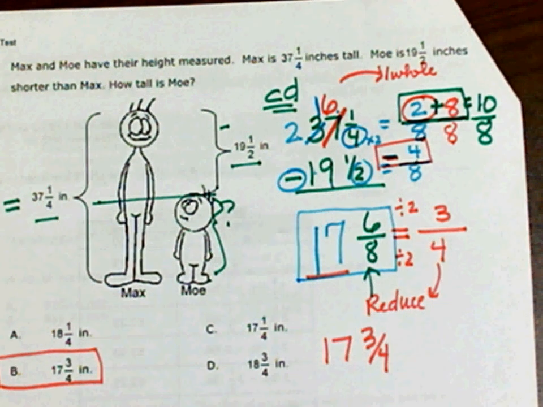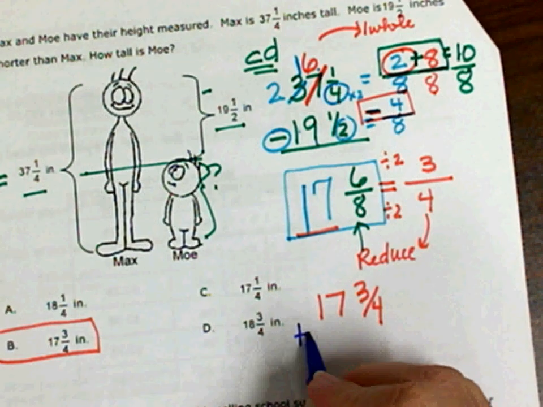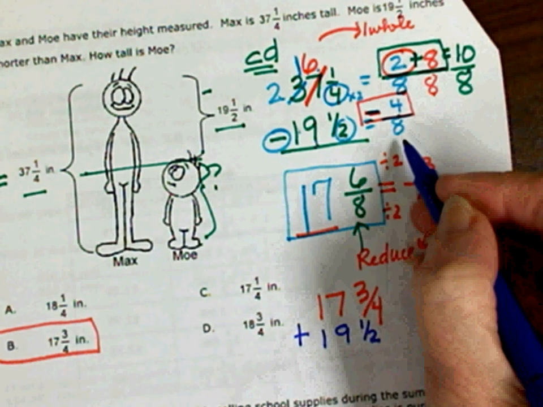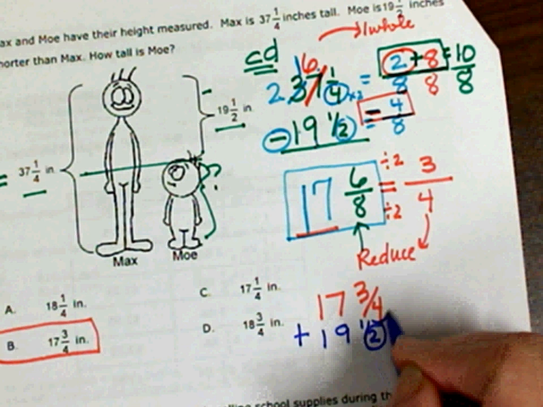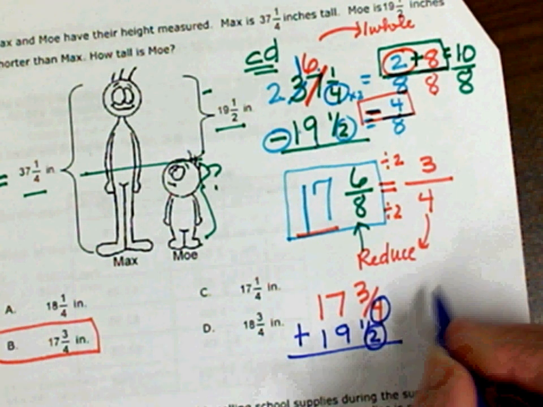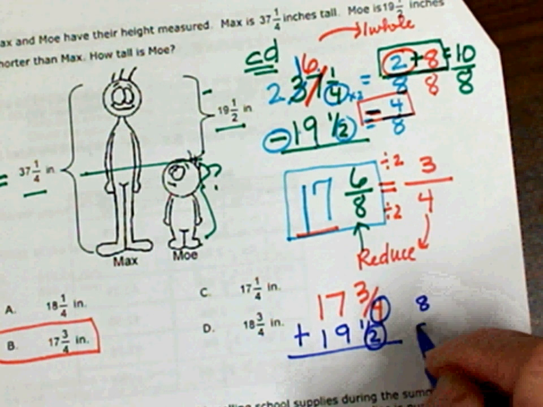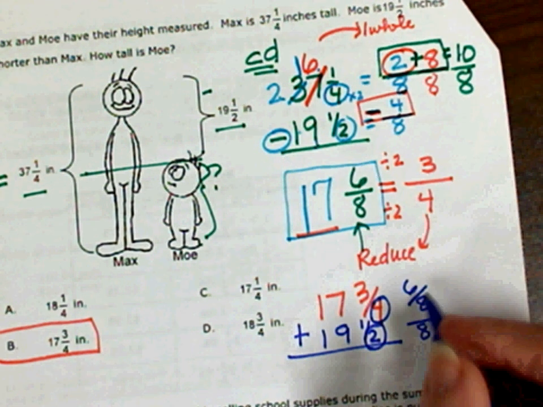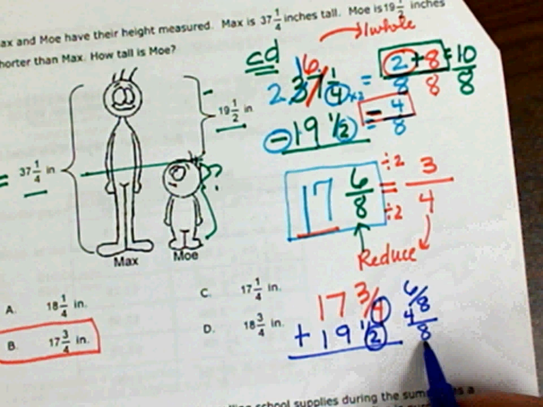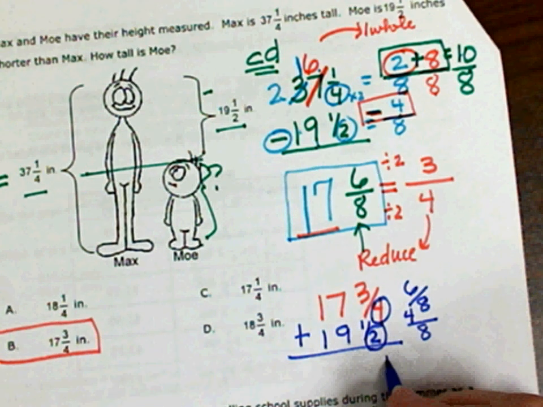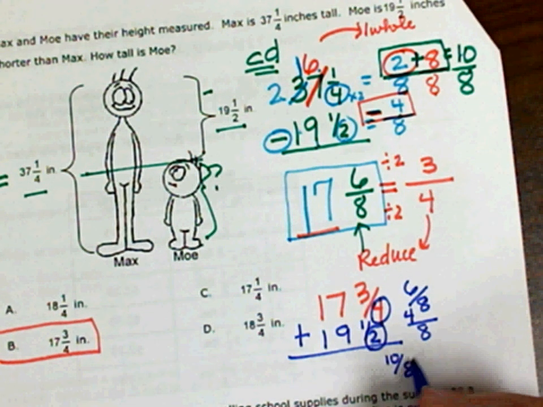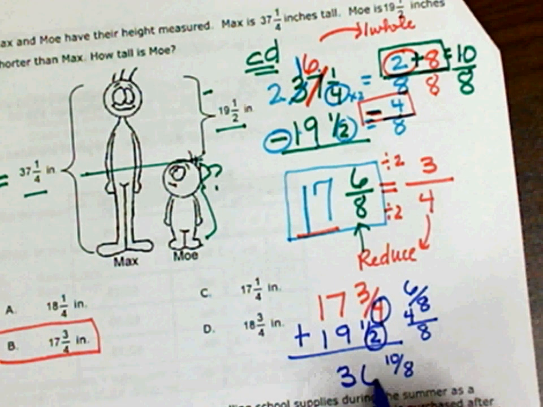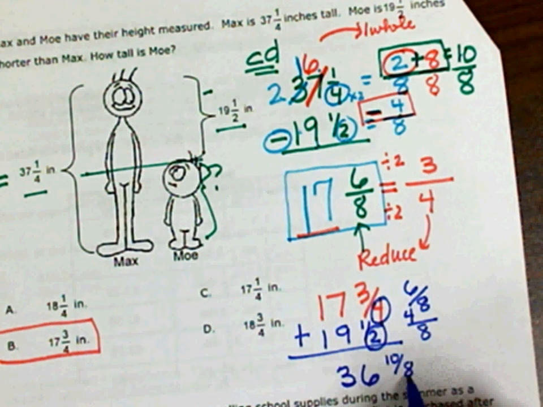I can add back. I'm going to add back what I took away, the 19 1/2. But remember, we need that common denominator to do so. We're going to make it 8 again, because I already have that work up here, which is 6 eighths, and this is going to be 4 eighths. When we put this together, I end up with 10 eighths. When I'm adding here, I end up with 36. Now why isn't it coming out the same?